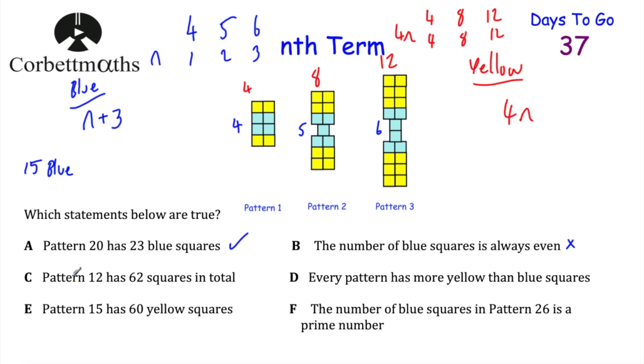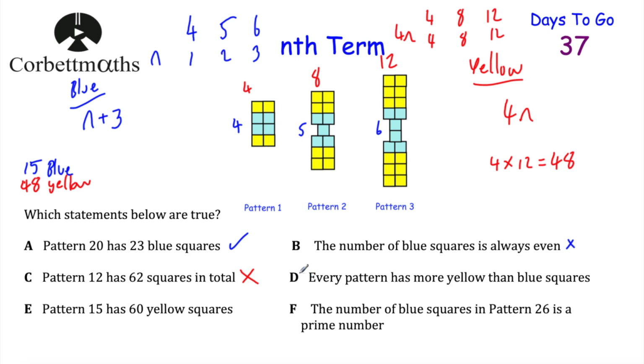So we want to find out, are there 62 squares in pattern 12? 4 times 12 is equal to 48. So pattern number 12 would have 48 yellows, and 12 plus 3 is equal to 15 blues. So we've got 15 blues and 48 yellows. If we add them together, we can see how many squares are in total. 15 plus 48 is 63, not 62, so that's false.